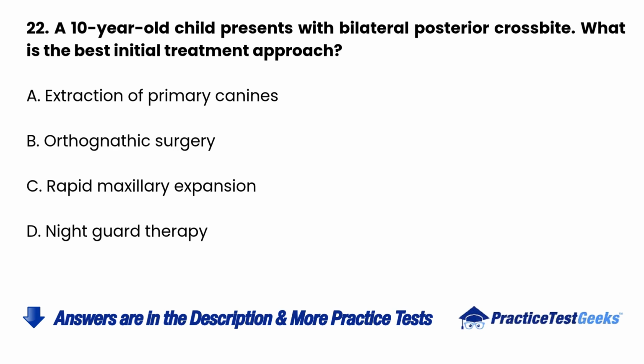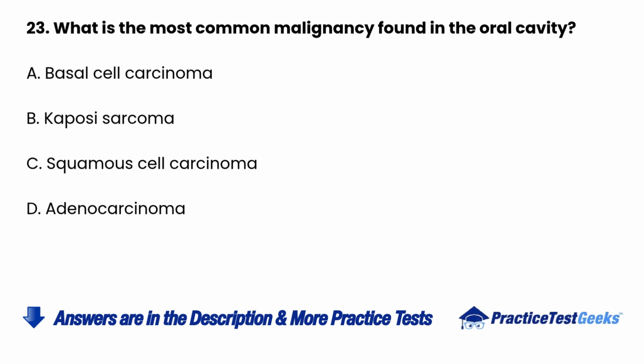A. Extraction of primary canines. B. Orthognathic surgery. C. Rapid maxillary expansion. D. Night guard therapy. 23. What is the most common malignancy found in the oral cavity? A. Basal cell carcinoma. B. Kaposi sarcoma. C. Squamous cell carcinoma.